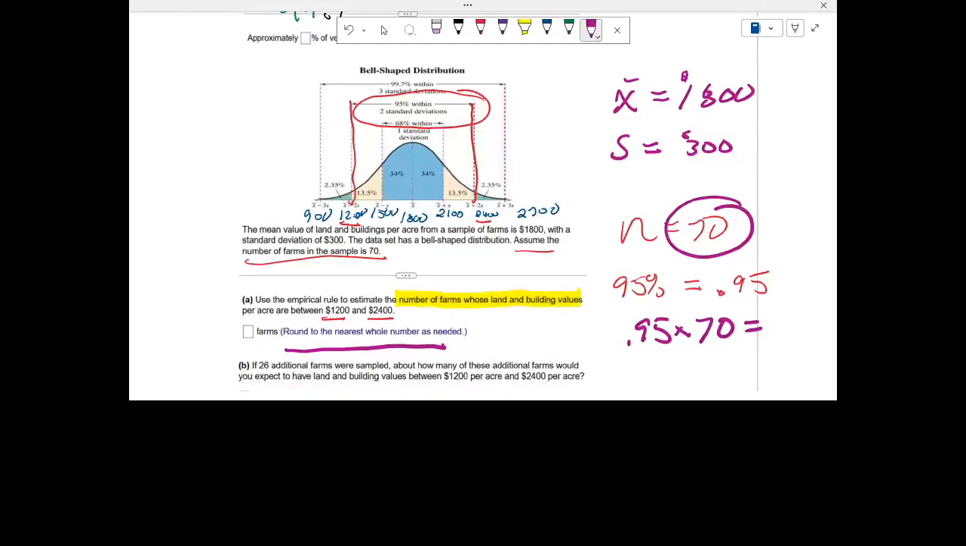If you take your calculator and you take 0.95 and multiply it by 70, what number did you come up with exactly on your calculator? 66 point something? 66.5. So what would you say? Would you say 66 or 67? 67, right? We're going to round it up.